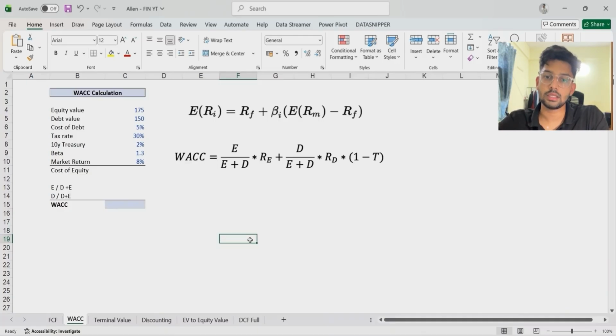Then I calculate the proportion of equity and debt in total capital. After that I apply the WACC formula: equity weight multiplied by cost of equity, plus debt weight multiplied by the cost of debt adjusted for tax. This gives us the WACC value. In this case, WACC comes out to around 6.9%. This will be used as a discount rate to bring future cash flow to present value.